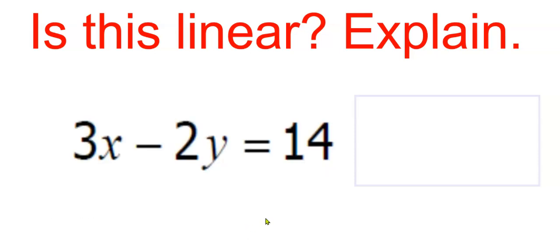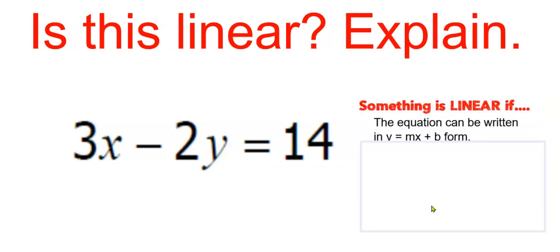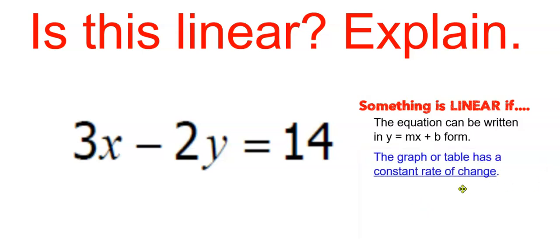Let's take a look at a different type. Is this equation linear? Yes. Explain why? Because it has a constant rate of change. That's it. It's the same answer every time. You could also say, because it can be written in y equals mx plus b form. But the phrase, it has a constant rate of change, works as well.